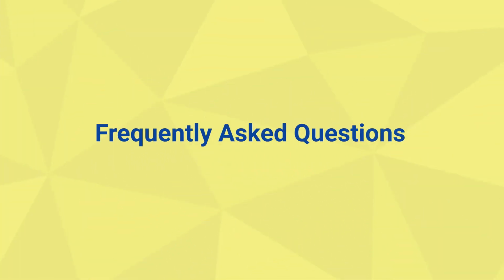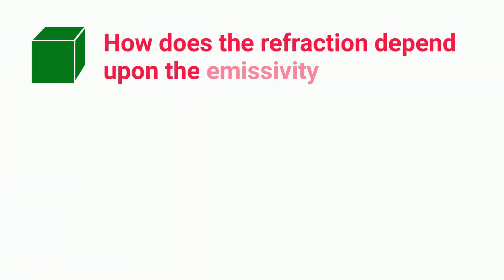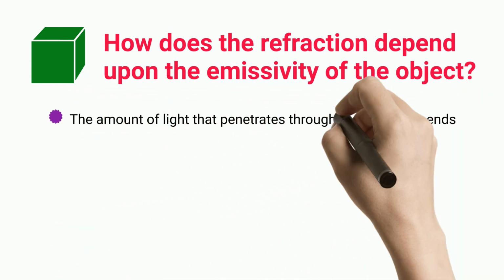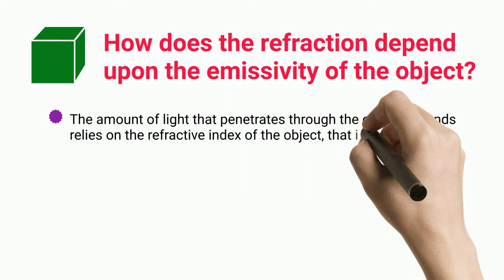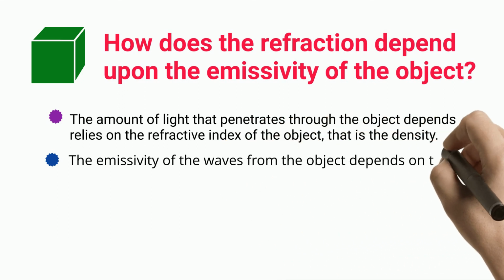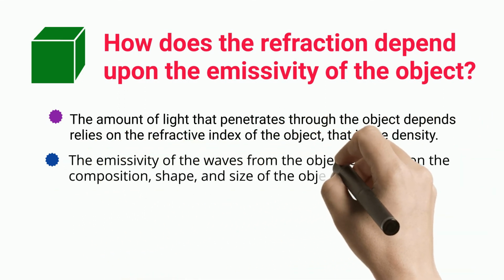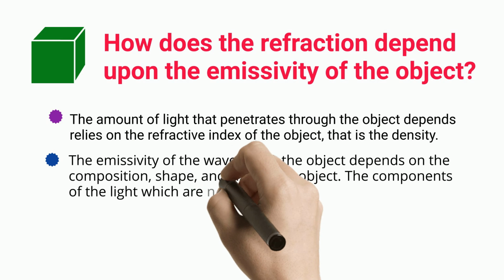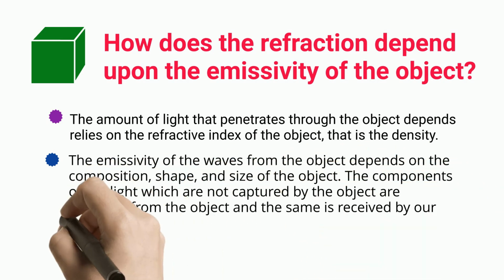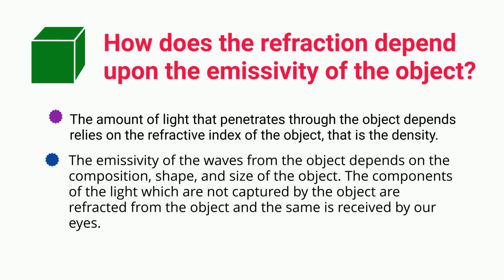Frequently asked questions. How does the refraction depend upon the emissivity of the object? The amount of light that penetrates through the object relies on the refractive index of the object, that is the density. The emissivity of the waves from the object depends on the composition, shape, and size of the object. The components of the light which are not captured by the object are refracted from the object, and the same is received by our eyes.